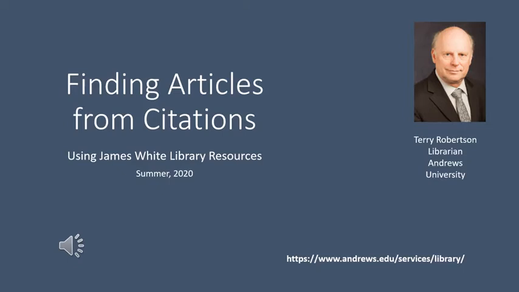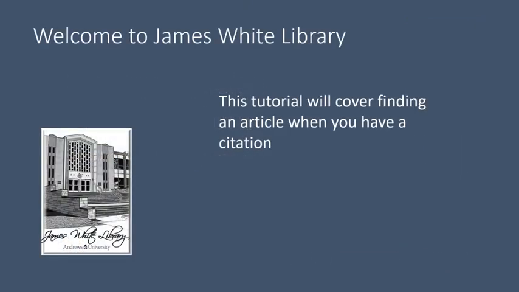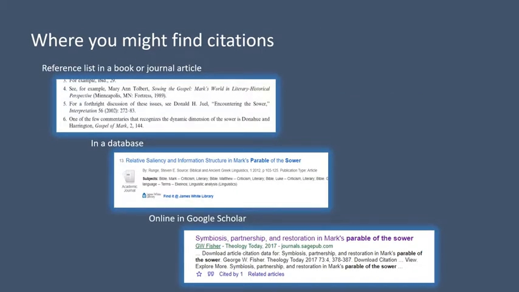I'm a librarian here at Andrews University's James White Library, and I'm delighted to share with you some tips on using your library. This tutorial provides a step-by-step guide to finding the full text of specific journal articles when all you have is a citation. For the purpose of illustration, I'm writing a paper on the parable of the sower, as found in the Gospels of Matthew, Mark, and Luke.